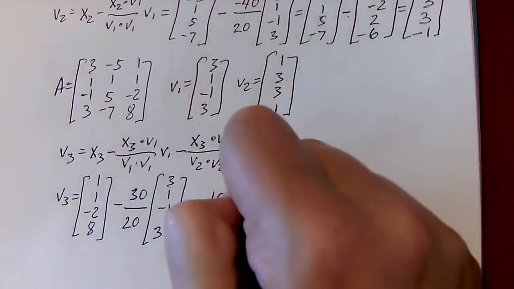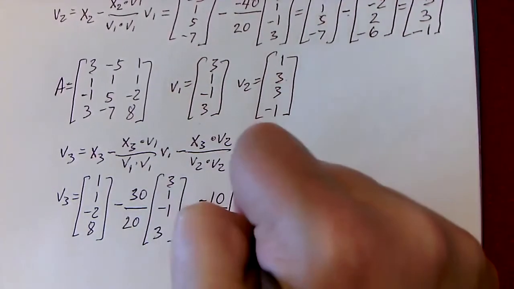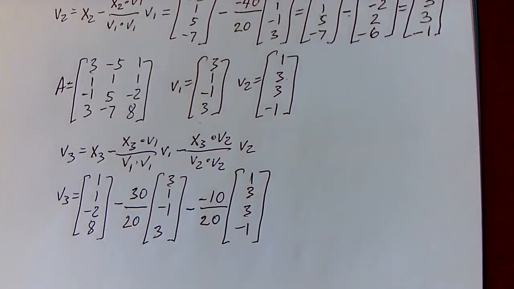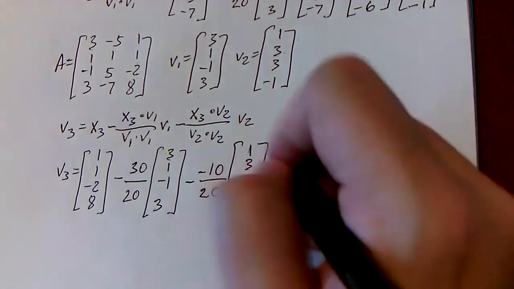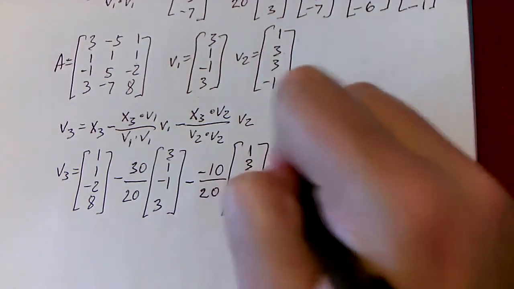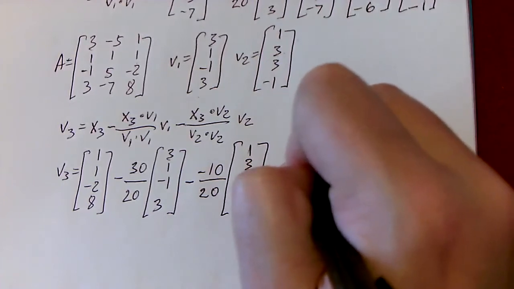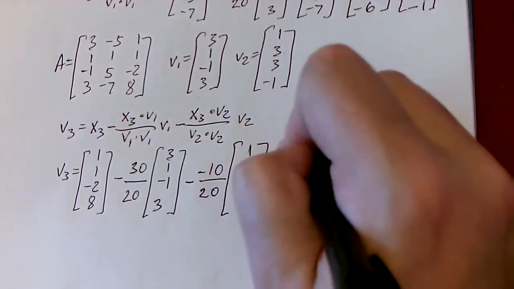V2 then is 1, 3, 3, and negative 1. Okay, now I just have to simplify these. So I've got V3. Oh, that's equal to V3. Let me just write the vectors.